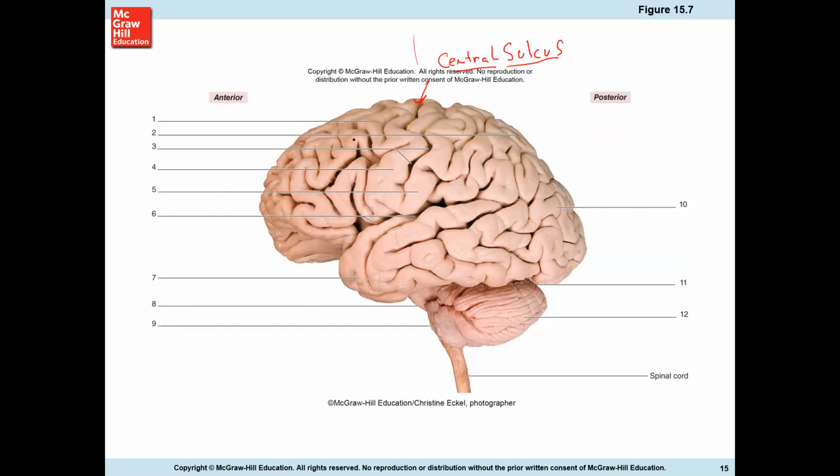Right. So remember, this is the frontal lobe here. Here's the occipital lobe. Here's the parietal lobe. So here is your postcentral gyrus.